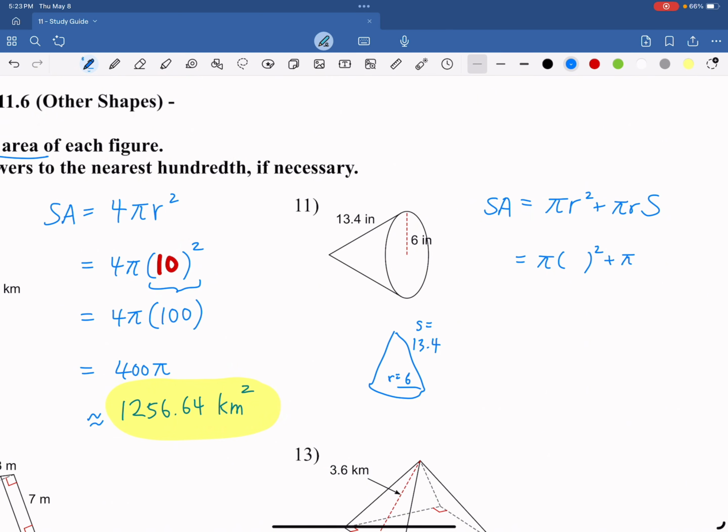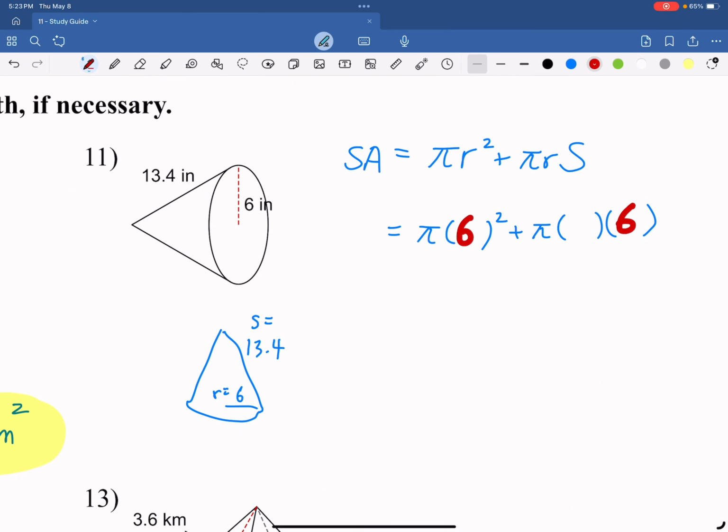And for this one, again, it's good to simplify, but these numbers are kind of ugly. Plug in 6, 6, and then, let me zoom in here. I'll just write it a little smaller because I can't fit it, 13.4. And as long as you plug this into a calculator all at once, which again, I'll let you do in this case, you should end up getting 365.68 inches squared. And that's your surface area.